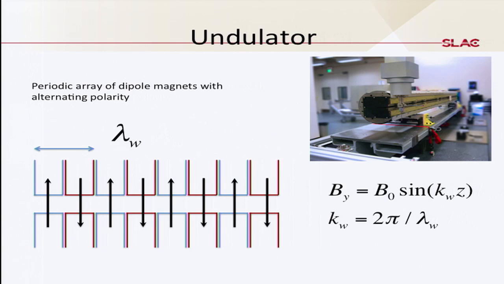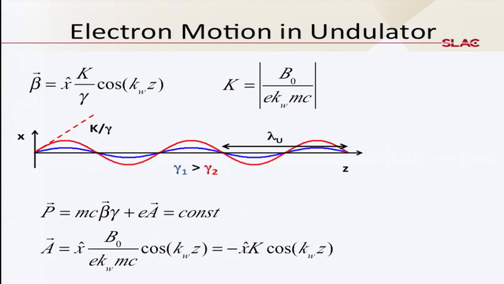It's pretty straightforward to derive the equation of motion of electrons in an undulator. The canonical momentum is conserved, so you can just plug in all your expressions of your magnetic field, and what you get is that your transverse beta oscillation, so your normalized transverse velocity, is K over gamma times cosine of k_w z. And K is this dimensionless parameter we talked about. It's essentially the normalized vector potential of the undulator field.